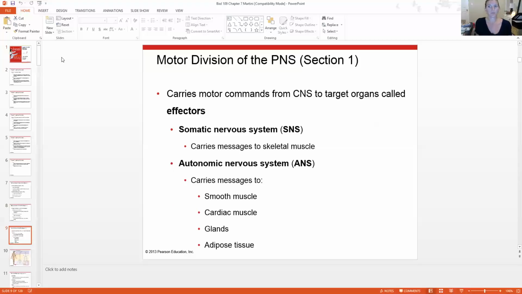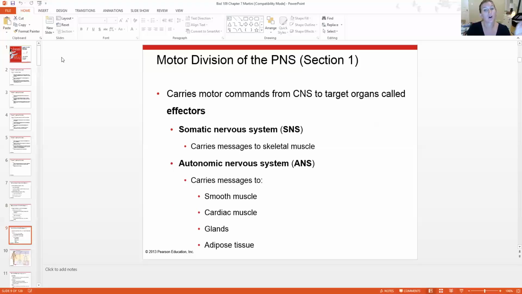So the motor division of our peripheral nervous system is carrying out motor commands to effectors. Effectors are the target organs. So there's the somatic nervous system. These are our motor neurons going to our skeletal system. This is what we were talking about in the last chapter with the neuromuscular junction and motor units.